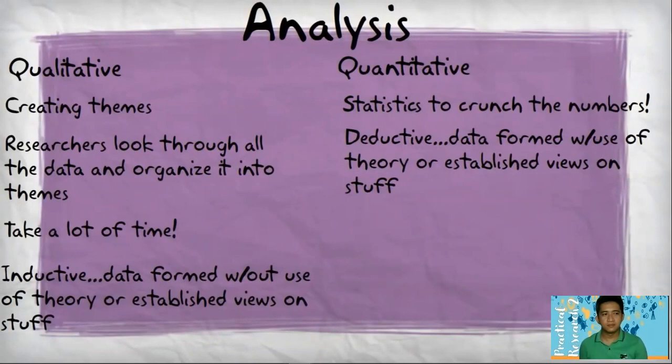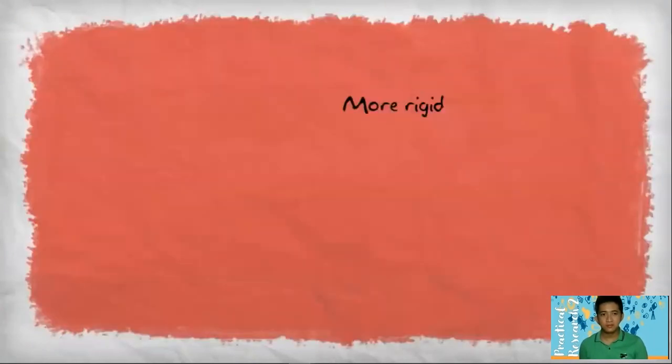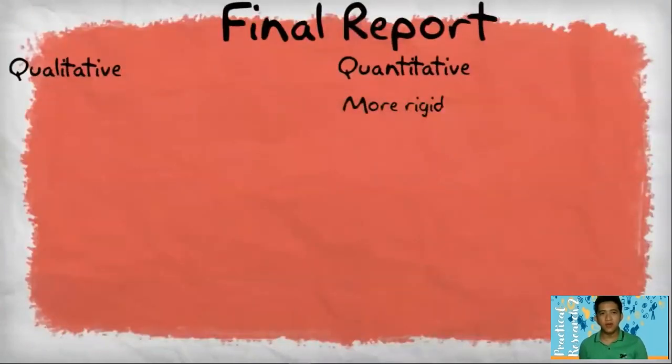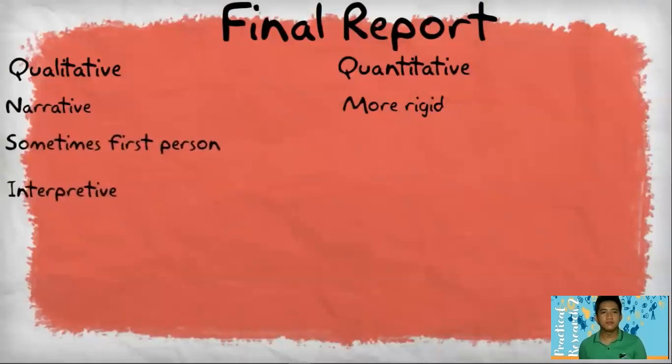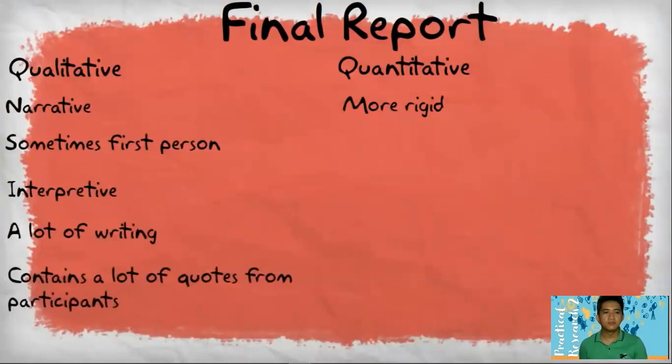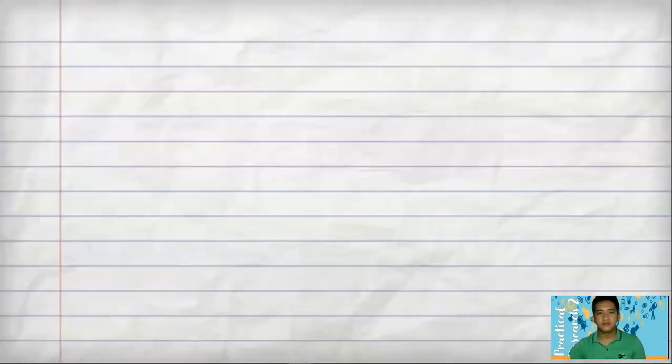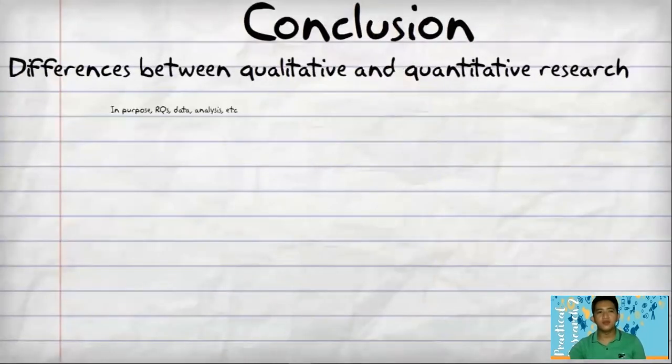Let's talk about the final report. In qualitative research, the final report is usually narrative in nature. The authors will sometimes write in the first person. It's more interpretive and it contains a lot of writing and direct quotes from participants. The final reports for quantitative research are more rigid in form and are in the form of a statistical report.